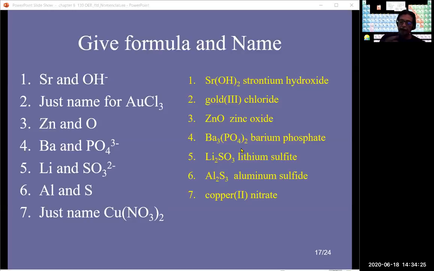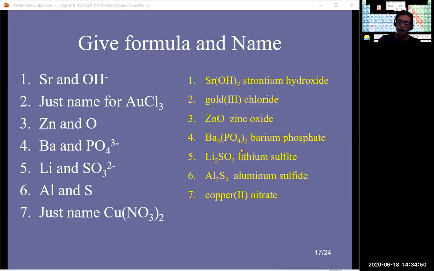So here we have a mismatch. We got a +2 for the barium and a -3 for the phosphate. So we look for a common factor. Again, in this example, the common factor is 6. So that means we need 3 bariums and 2 phosphates.